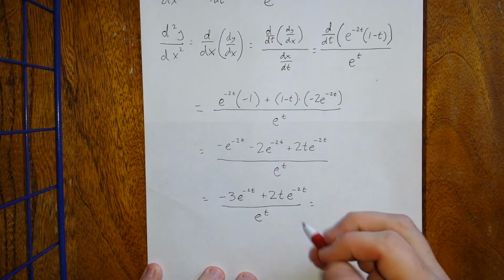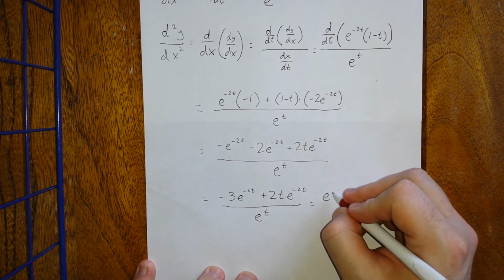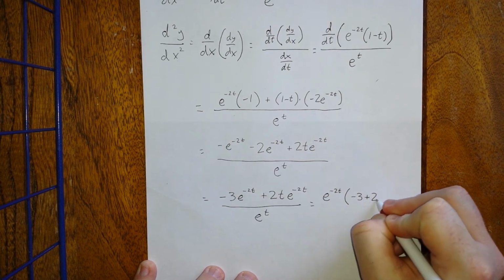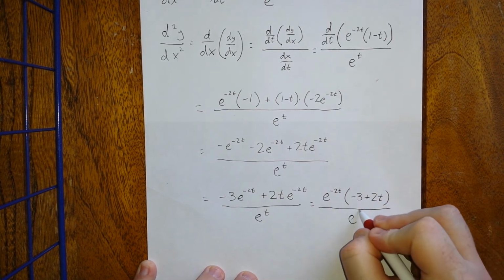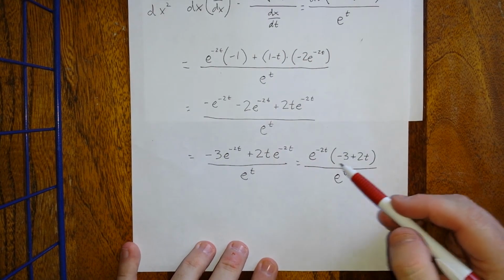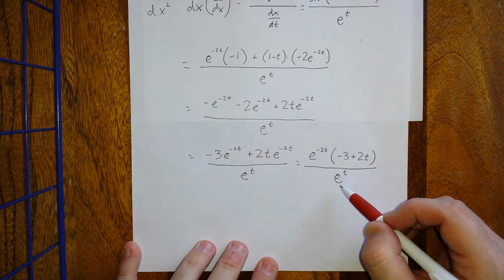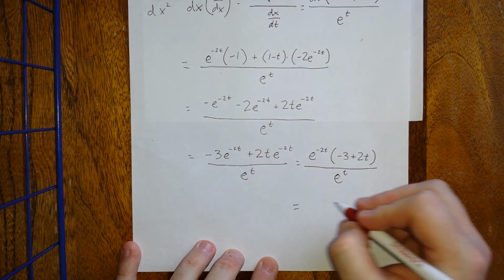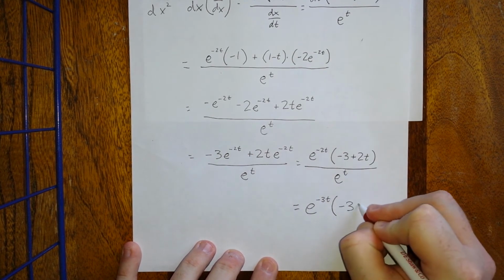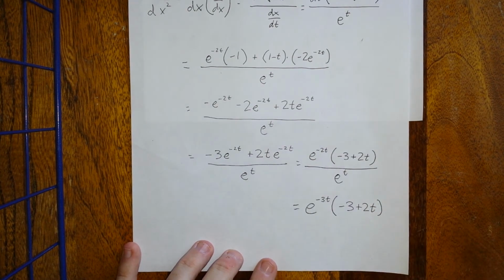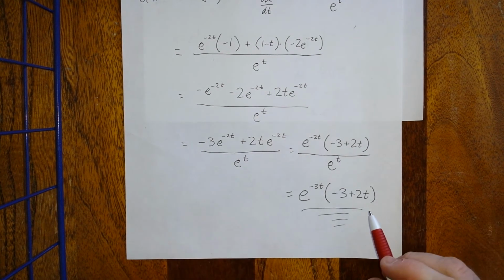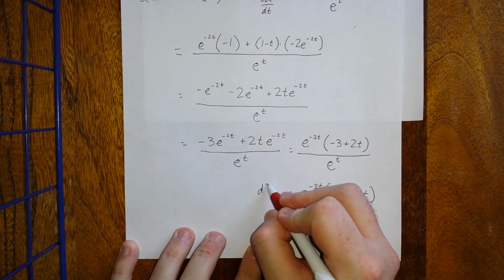A little bit more algebra to do. We have a common factor up top of e to the negative 2t. We'll still have negative 3 plus 2t. In the denominator, we'll still have e to the t. Now, just like we did for the first derivative, we recognize that e to the negative 2t divided by e to the t, I can subtract those two exponents. So by subtracting those two exponents, I'll get e to the negative 3t times negative 3 plus 2t. That is my final answer for the second derivative of y with respect to x.